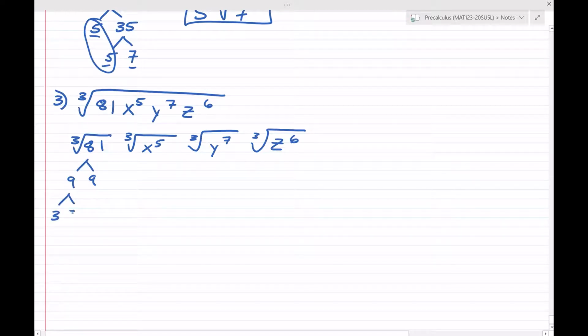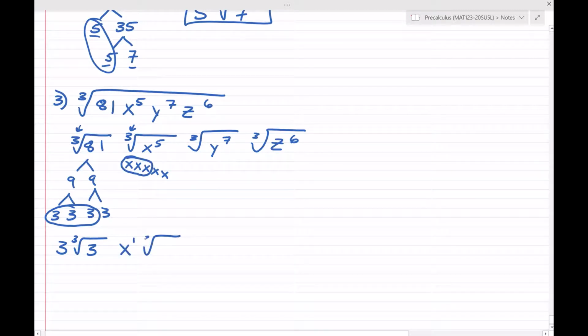But if we keep breaking it down to all prime numbers, we're looking for a group of 3 of the same. Well, here's a group, and we have a 3 left over. Remember, that's a third root. What about this one? We're looking for groups of 3 of the same. So x to the 5th is really just x times itself 5 times. How many groups of 3 are there? Here's a group. There's one group of x's, and then it looks like there's 2 left over.